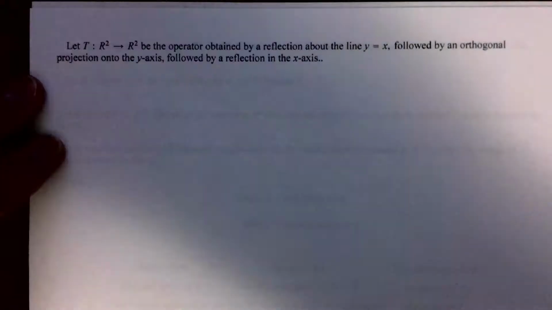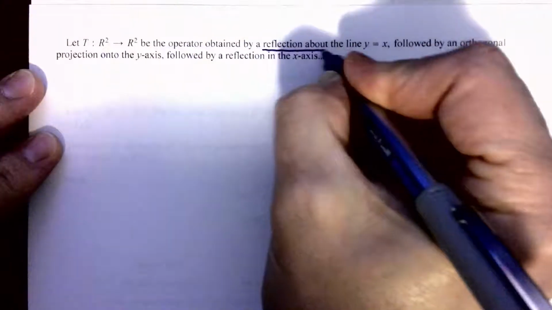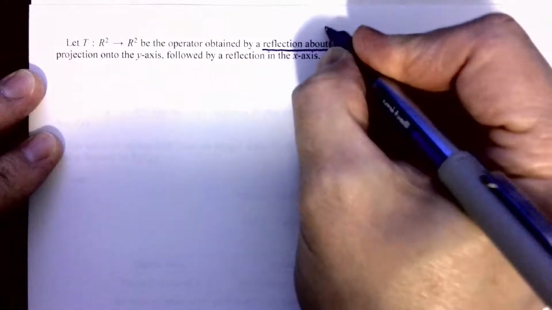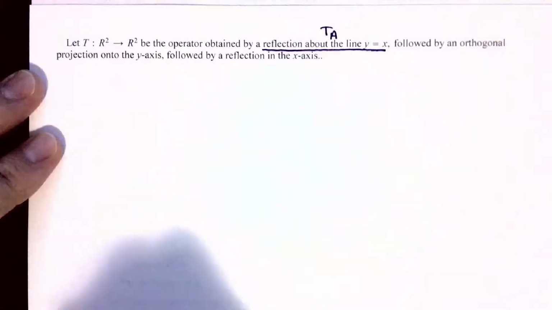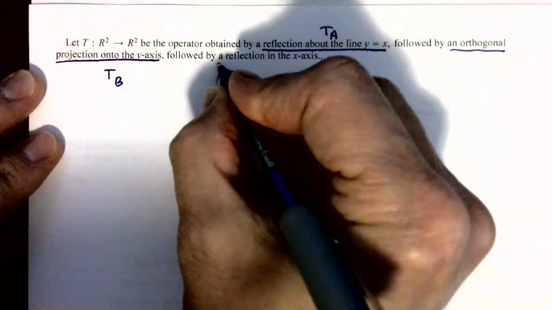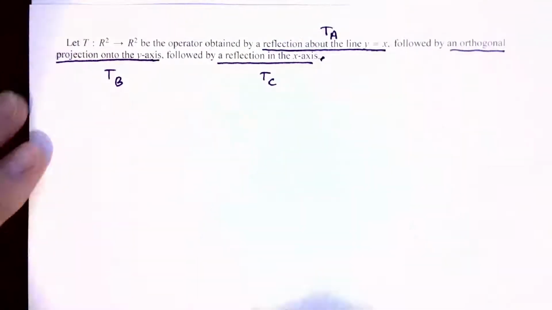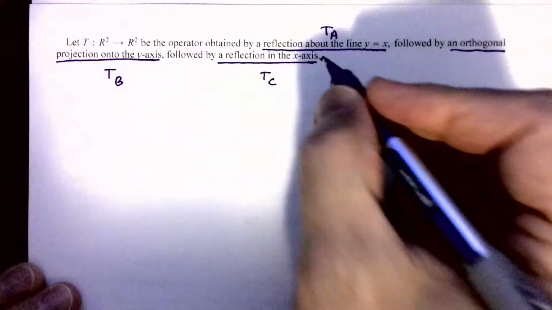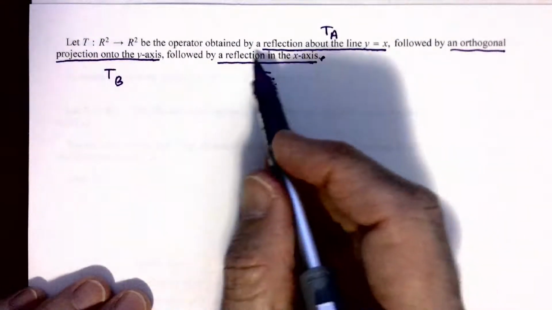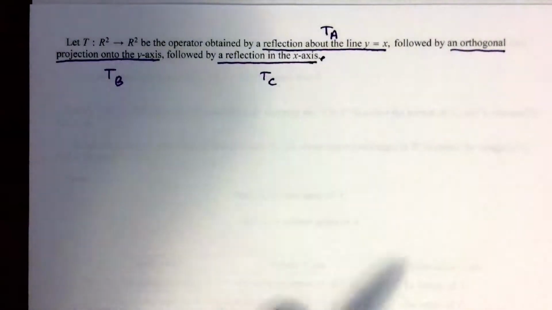Let's find the standard matrix for this operator. There's a reflection about the line y equals x. I'm going to call that transformation A. And then an orthogonal projection onto the y-axis. I'm going to call that transformation B. And then a reflection in the x-axis, transformation C. I don't know why I got two dots there. If you printed my notes out early in the semester, I think I added this to the problem. So just add that last little thing.